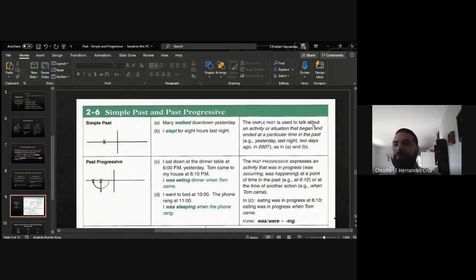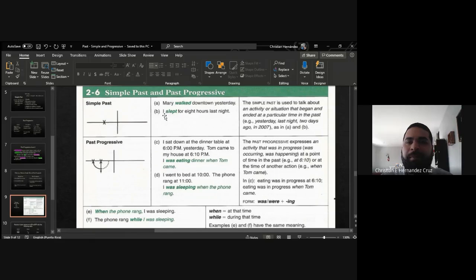So the simple past is used to talk about an activity or situation that began and ended at a particular time in the past. For example, yesterday, last night, 2 days ago, in 2007, as in sentences A and B. So Mary walked downtown yesterday, and I slept for 8 hours last night. Okay? And of course, these are main verbs which are regular and irregular here. That would be the simple past.